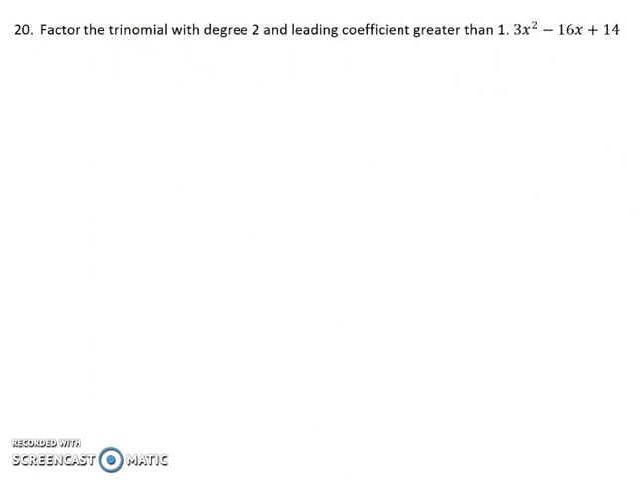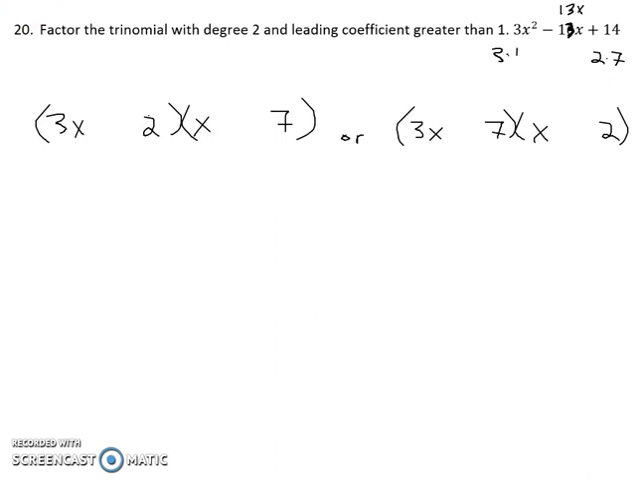We have to factor the trinomial with degree 2 and leading coefficient greater than 1. That gives us multiple possibilities. 3 is 3 times 1, 14 now could be 2 and 7. It could be a 14 and 1. Let's see which one it is. Okay, so I've decided to focus on the 3 and the 1 and the 2 and the 7.